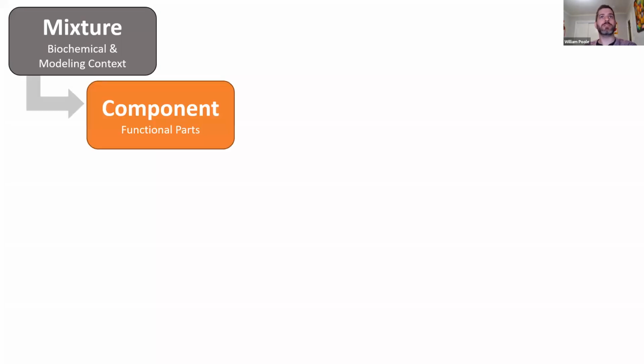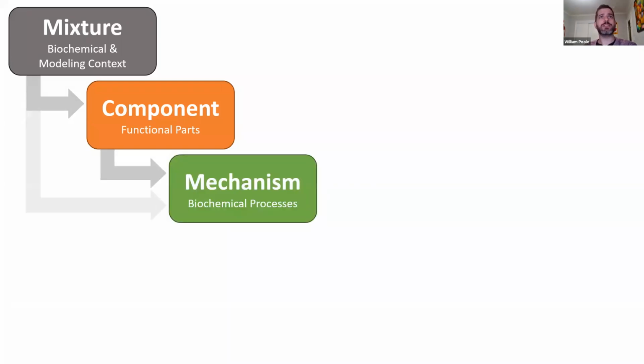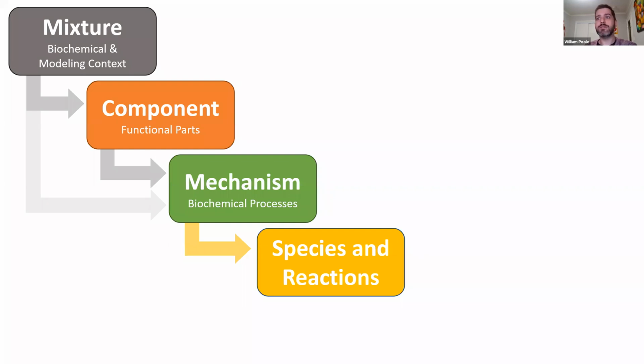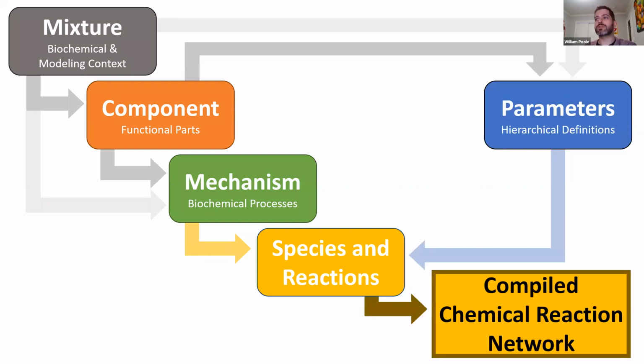So let's put this all together briefly. We start at the high level with the mixture, which has components inside of it. These might automatically be there, or maybe you add them yourself. Components and mixtures can both include mechanisms describing how biochemical processes work. If a component doesn't have its own custom mechanism, it will default to the one in the mixture. Mechanisms produce species and reactions, which when combined with parameters produce a compiled chemical reaction network. Those parameters, again, can belong either to a specific component or to the mixture as a whole. So there's different places you can put them.